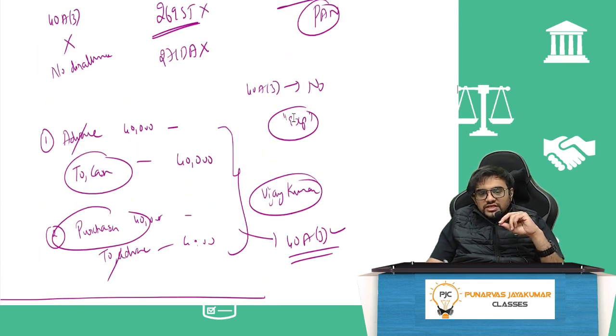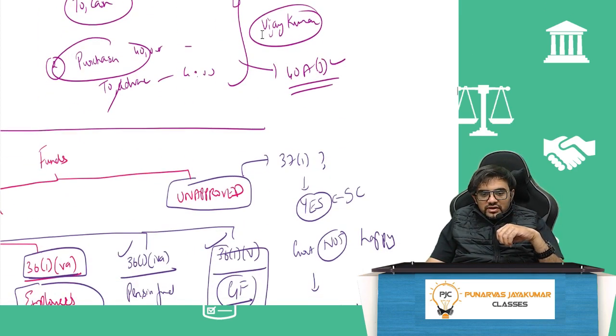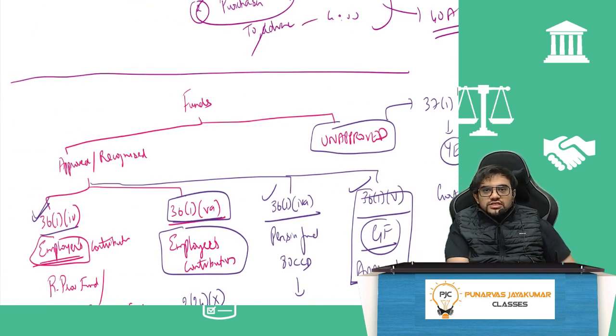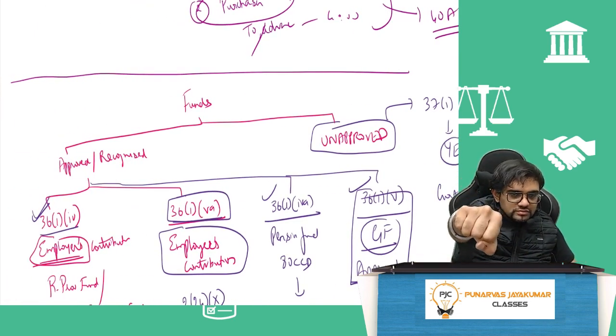Even if I do this scam, advance to cash and purchase to advance, obviously the ultimate entry will be purchase to cash only. It is with respect to an expenditure. That is why 40A(3) will be covering there also. Got it, my dear friends? Yes or no? Come on, fist bump all of you. Good.